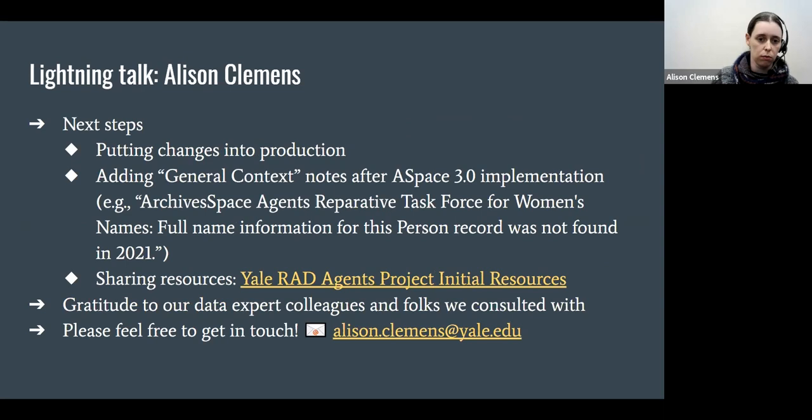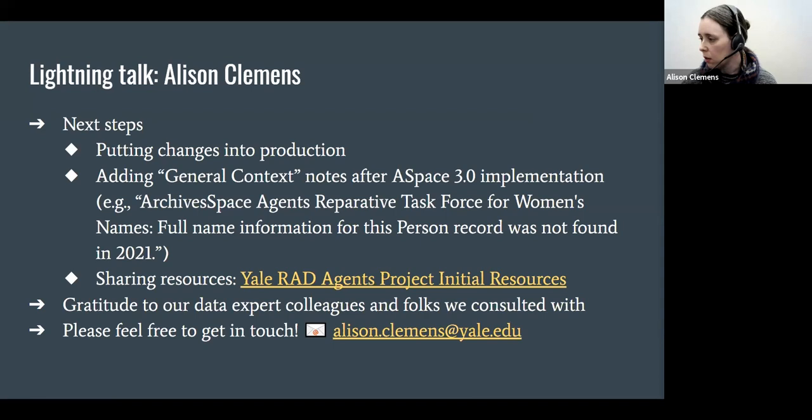After we do that, we're also anticipating adding a general context note to those records after we implement ArchivesSpace 3.0. Because ArchivesSpace 3.0 is allowing for a little bit more description for agent records. So we're going to be adding notes like, for example, ArchivesSpace Agents Reparative Task Force for Women's Names, full name information for this person record was not found in 2021, in cases where we weren't able to find full name information. And we're also going to be sharing out resources that we've created in the process of working on this project. So again, I'm just putting a link to this in the chat.